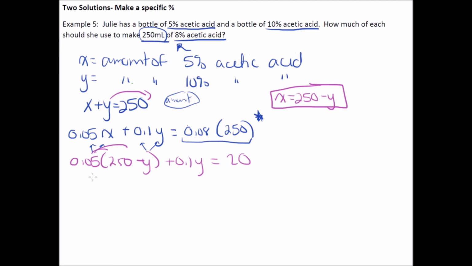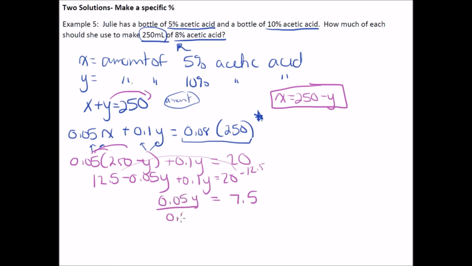0.05 times 250, I get 12.5 minus 0.05y plus 0.1y equals 20. Bring that over. We're going to subtract that 12.5. So we're going to have 7.5 on this side and 0.1 minus 0.05, 0.05y. Divide out. At this point, it's just substitution or elimination, so that's pretty easy.